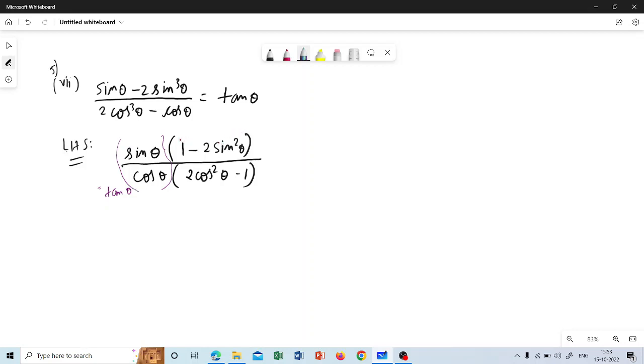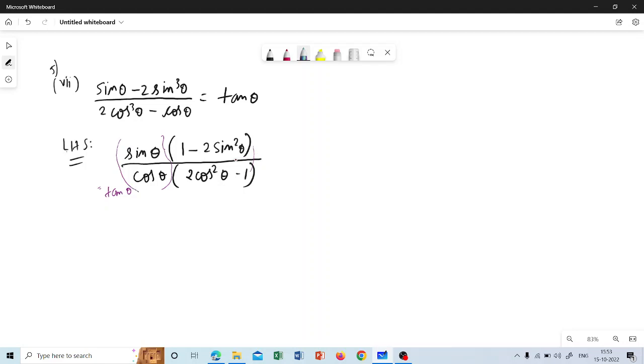But here these two expressions are this expression. LHS will be equal to RHS only when this is equal to 1. But how? Because we know that 1 minus sine square theta is cos square theta. But 1 minus 2 sine square theta, what is it?